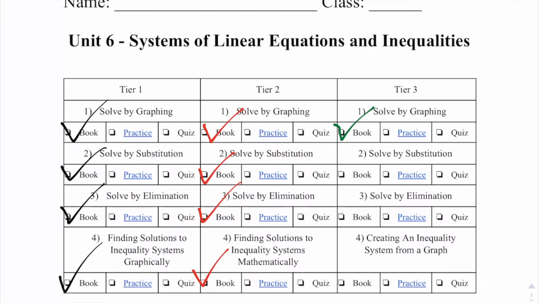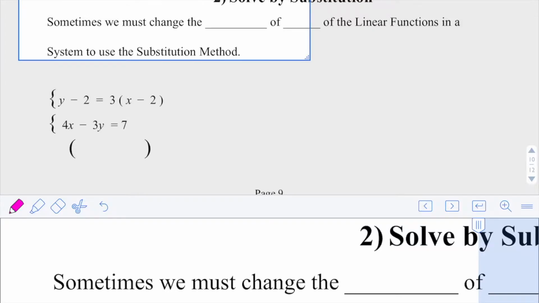Hello, Algebra 1 students. Here we are in Unit 6, Tier 3, Lesson 2, Solved by Substitution. Let's check off our booklets. Here we are in Lesson 2 of Tier 3, Solved by Substitution.